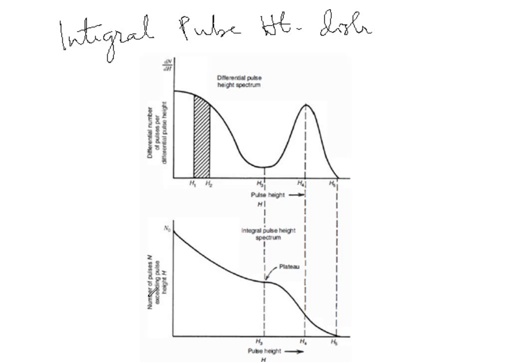So the ordinate n must always be a monotonically decreasing function of h. Because why? Because you see, fewer and fewer pulses lie above an amplitude h that is allowed to increase from 0. Now because all the pulses have some fixed amplitude, the value of the integral spectrum at h equal to 0 over here must be the total number of pulses observed, n0, right?